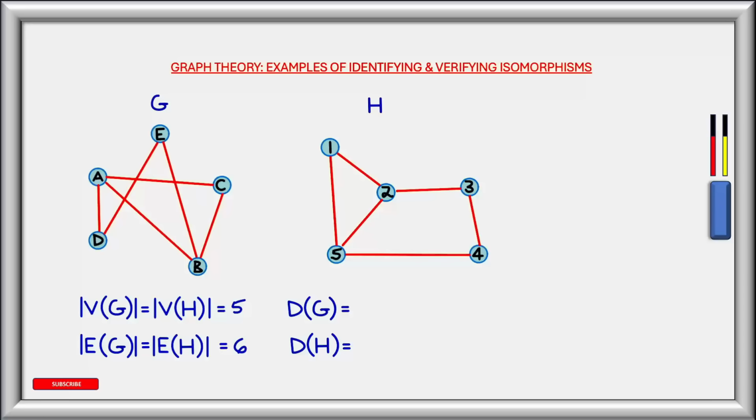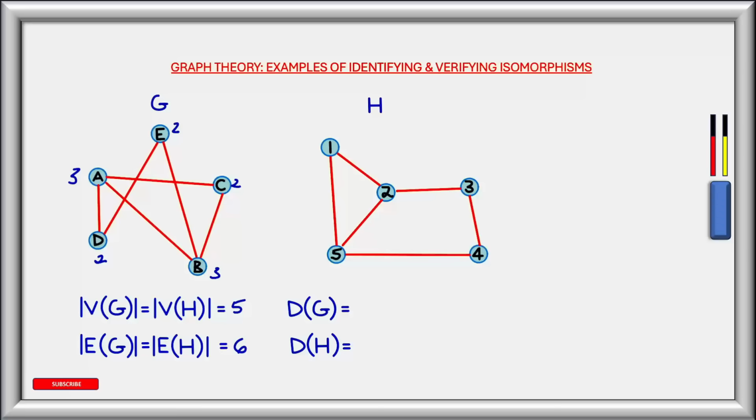Next, we need to show that the degree sequence of each graph is the same. So let's number the degree of each vertex in each graph. So beginning with graph G, vertex E has 2 edges. So the degree of E is 2. A has 3 edges, so its degree is 3. D has 2 edges, C has 2 edges, and B has 3 edges.